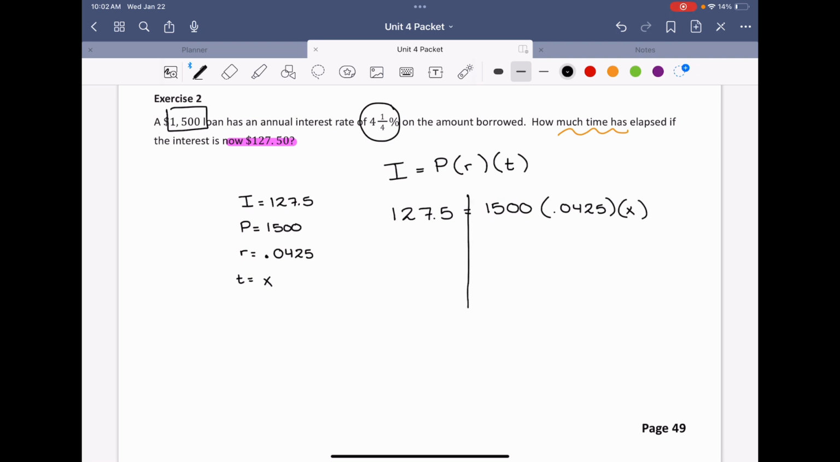When you go through and solve, you're multiplying on one side first before you move. 63.75 is what you should get, and divide both sides by that value. Right, you're going to end up getting a nice number, 2. So this would be 2 years.